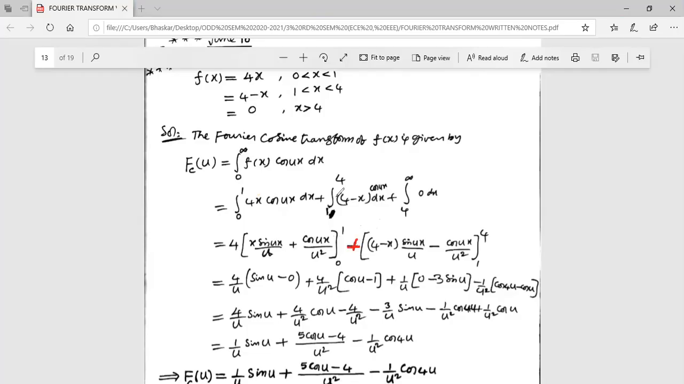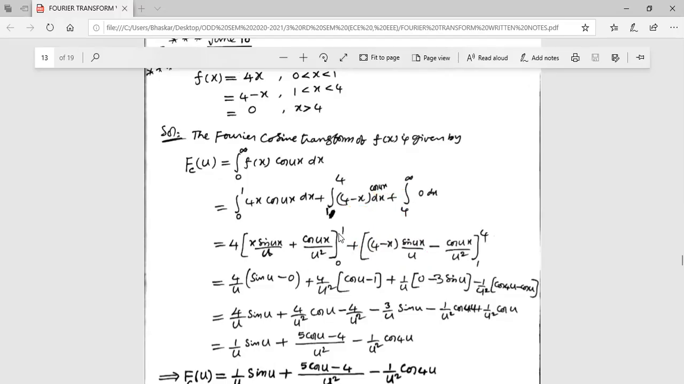Okay. Now after that, here also the same functions we are using. Here also there is a plus. Now 4 minus x is u, and cos ux is v. The same formula we are also applying, u v1. Now this is u and this becomes v1. This becomes minus u dash into v2. Now after that, we substitute the limits.